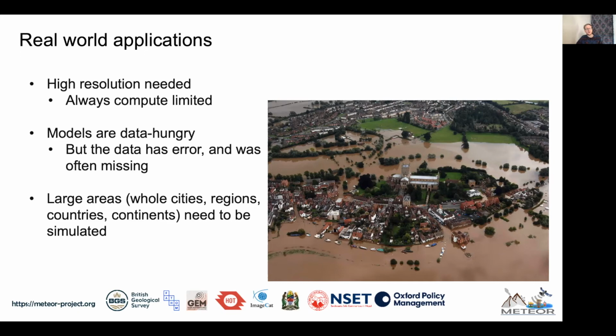And certainly 20 years ago, attempting to build models of entire cities or even entire regions and countries was completely impossible because of these two major issues: compute power and data availability.